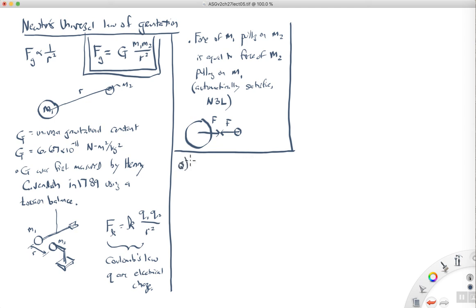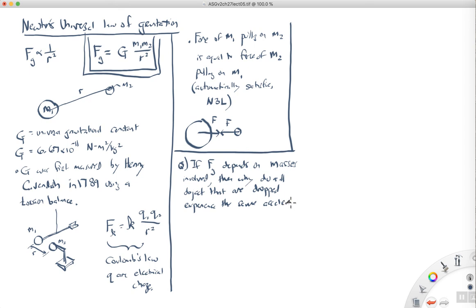So here's a question. If the force of gravity depends on the masses involved, then why do all objects that are dropped experience the same acceleration? After all, they should be experiencing different forces.